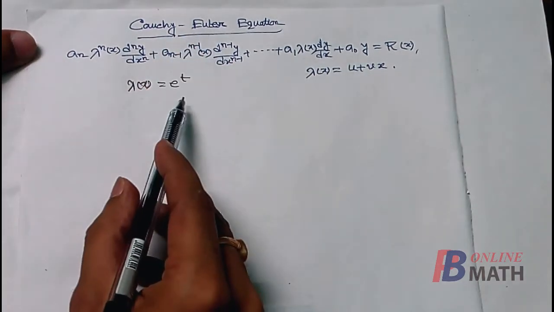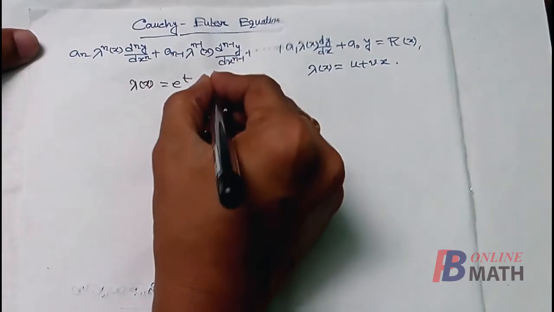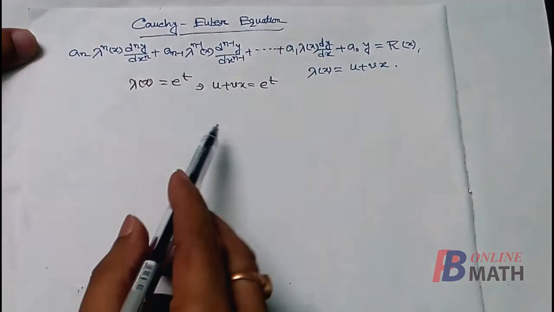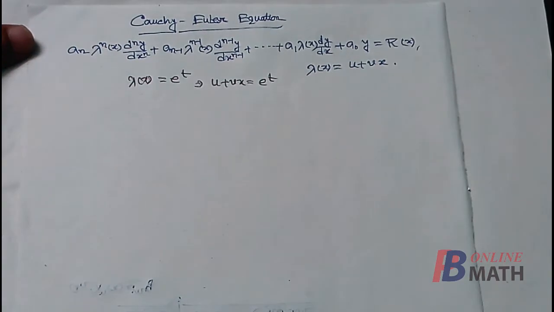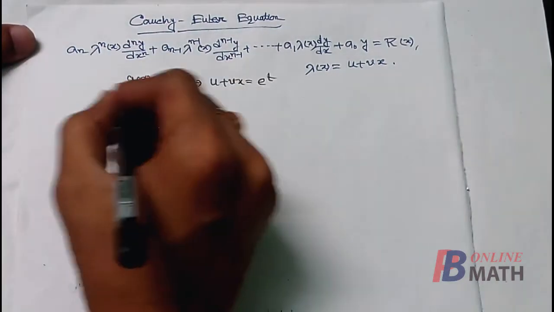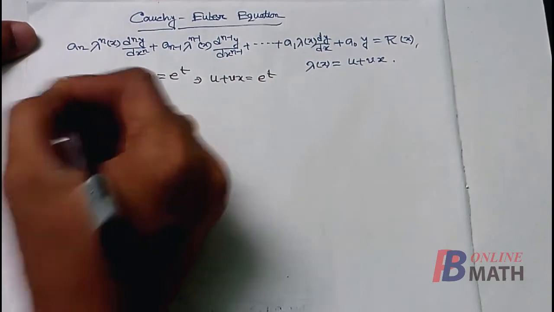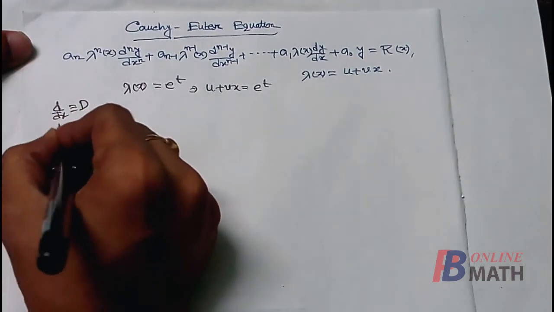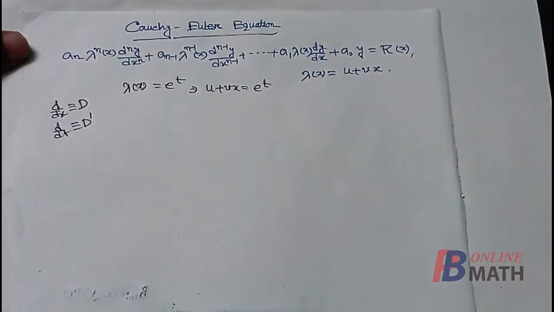So t is the new independent variable. Actually here λ(x) = u + vx, so we write u + vx = e^t. This is the transformation that is required to convert this equation to one of constant coefficients. Now in general, we denote d/dx by the operator capital D, and here we shall denote the operator d/dt by D dash.